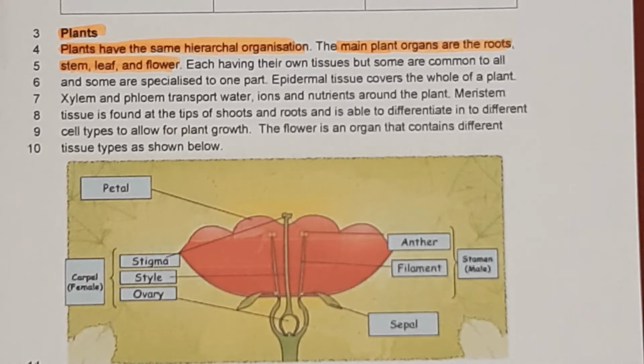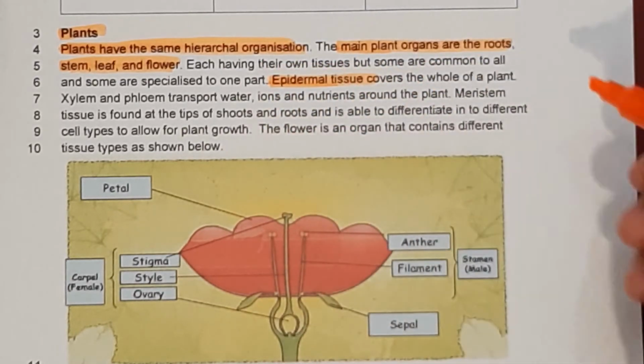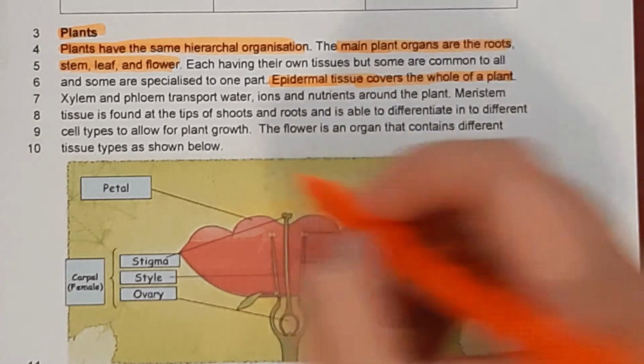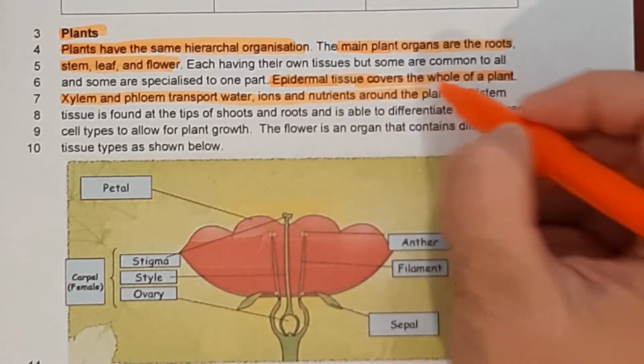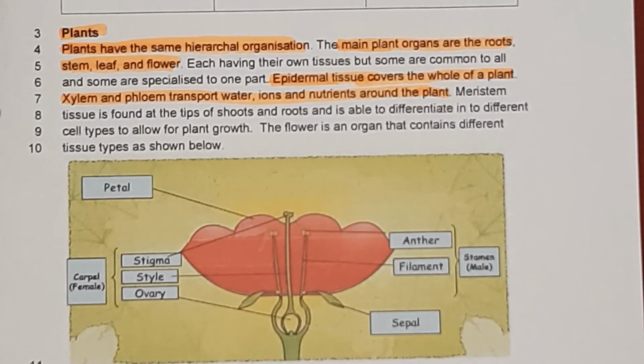They all have their own tissues, but some are common to all and some are specialised to one part. So for example, epidermal tissue is the surface tissue and it covers the whole plant. Whereas the xylem and the phloem transport water, ions and nutrients, again, all around the plant. Meristem tissue is found at the tips of shoots and roots, and that is able to differentiate or change into different cell types to allow for plant growth.